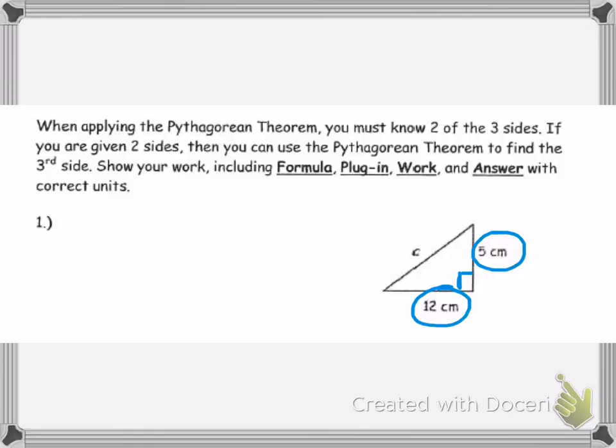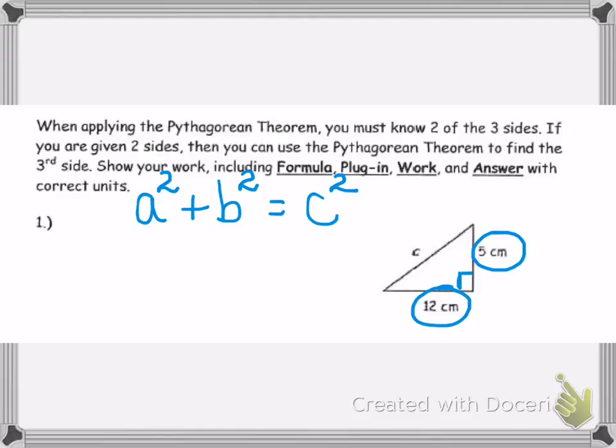I'm going to use the Pythagorean theorem to find the length of the missing side, which is the hypotenuse c. The first thing I always want to do is write out the Pythagorean theorem, which is a squared plus b squared equals c squared. And remember, this is an exponent of 2. It's not multiplying everything by 2. So you want to be cautious about that.